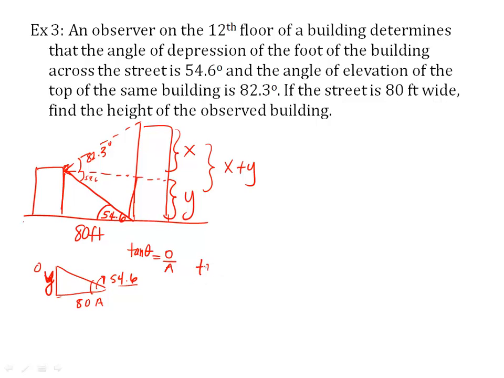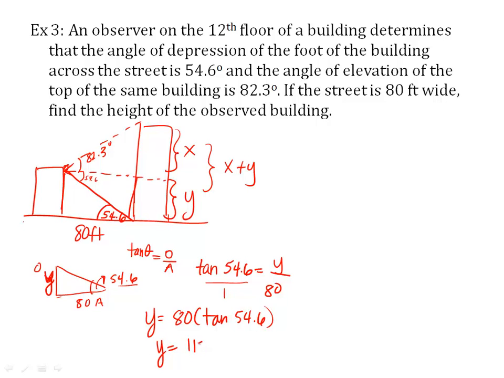The tangent of theta, where theta is 54.6, equals opposite over adjacent. The opposite is my Y, and the adjacent is 80. All right, I'm going to cross multiply. So Y equals 80 times the tangent of 54.6, and I'm going to find out that Y equals 112.6 feet.